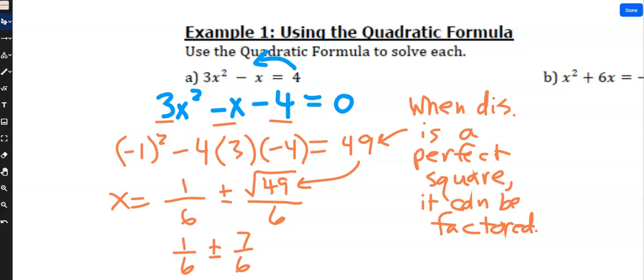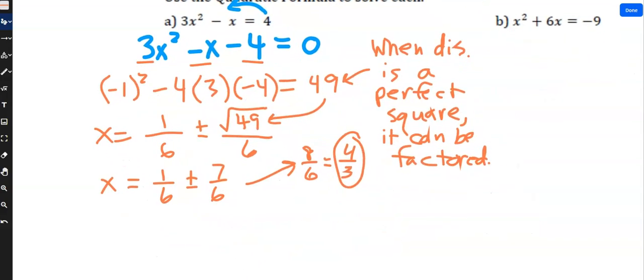Now, folks, we can do this. We can figure out what 1 plus 7 is, right? So that's 8 over 6, more commonly referred to on the street as 4/3. Yes, folks, there's street math. And there's 1 minus 7, which is a negative 6 over 6, which is negative 1. Those are the two answers to this question.